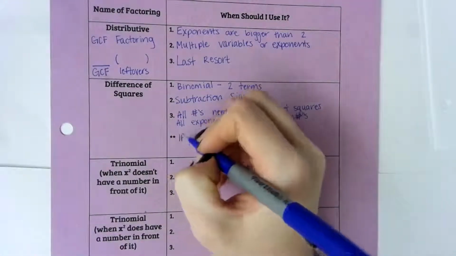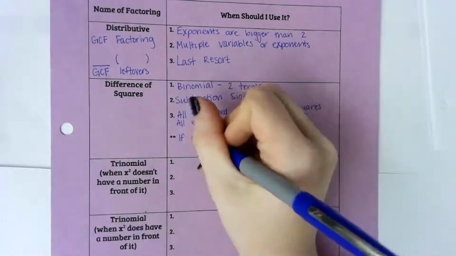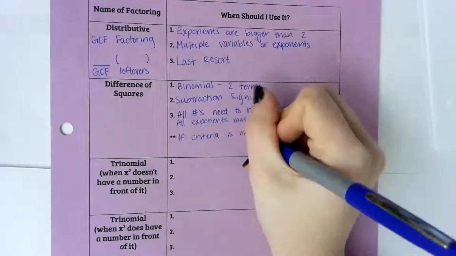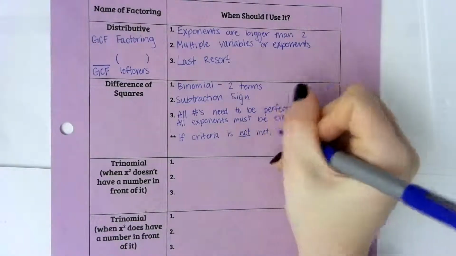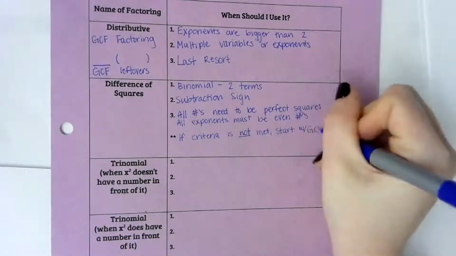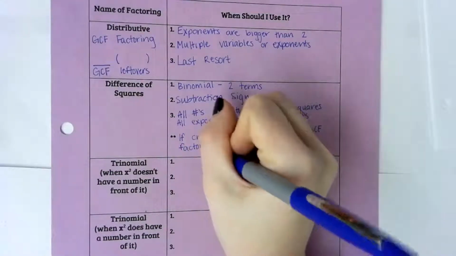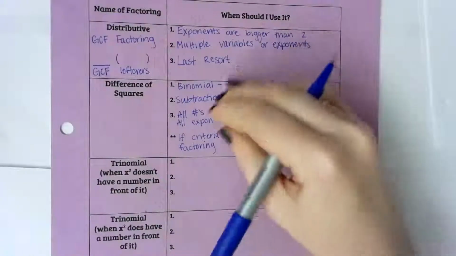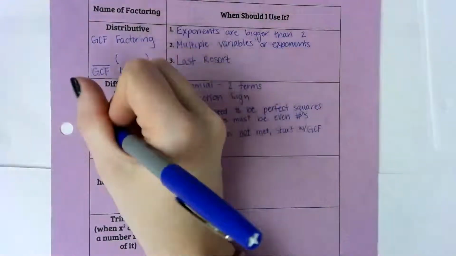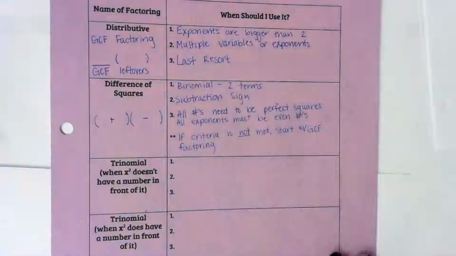And then if these three criteria aren't met, you're going to start with your GCF factoring. So if it doesn't fit all three of these things, then go back up here. So your answers for this are always going to be plus and minus.